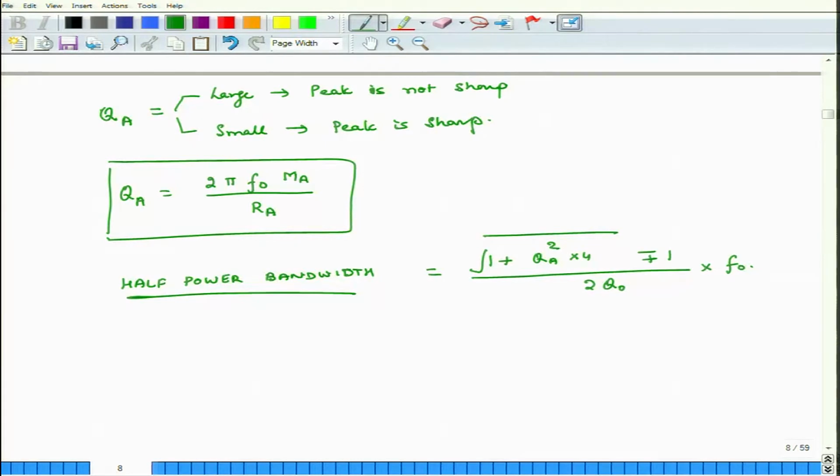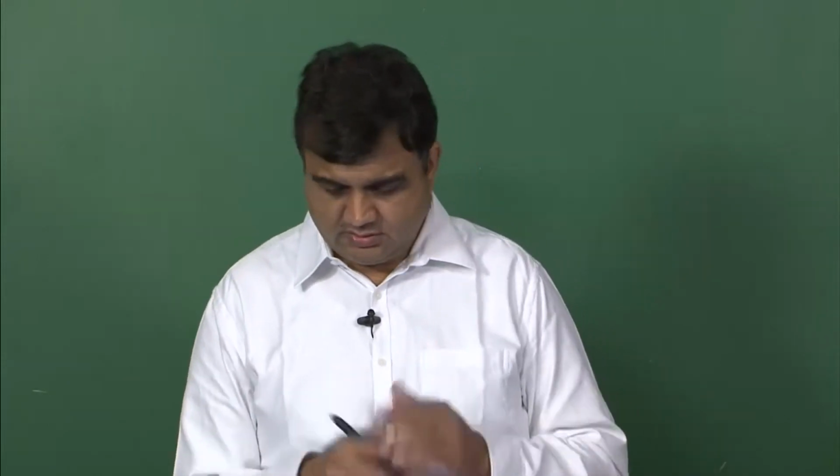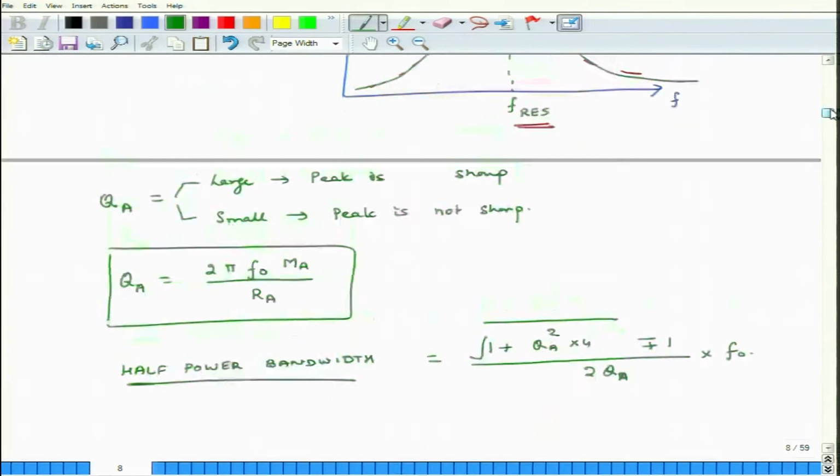So, if this half power bandwidth is wide, the peak will not be sharp. If the half power bandwidth is less, then the peak will be very sharp, okay. So, this is actually in the denominator it is QA. Actually, I must correct myself, if the quality factor is large, then the peak will be sharp, and if the quality factor is small, then the peak will not be that sharp. So, I misspoke, okay.